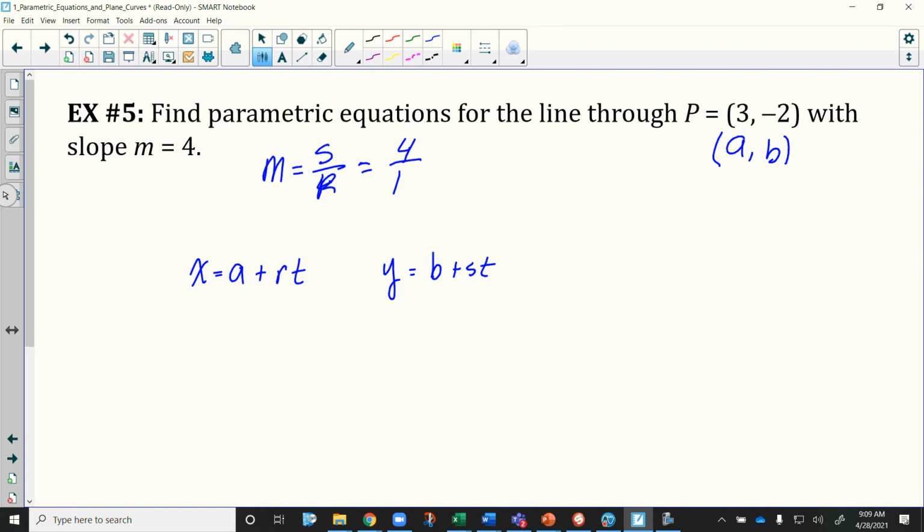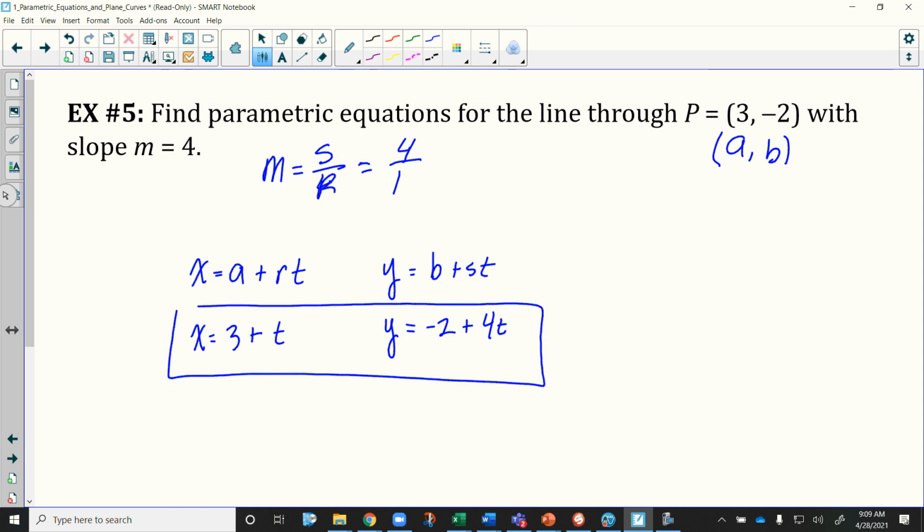So substituting those things, I'm going to say x is equal to the a value, which is the positive 3, plus the r value, which is 1, so I'm not going to really write it, times t. I keep saying time, but it's times t. And so for the y equation of our parametric function, we would say y is equal to, so the b value is essentially the y value of the point that they gave us, so that'll be a negative 2. The s value is the numerator of the slope, s over r, 4 over 1, so that's going to be plus 4t. And there you go. That's all there was to it.